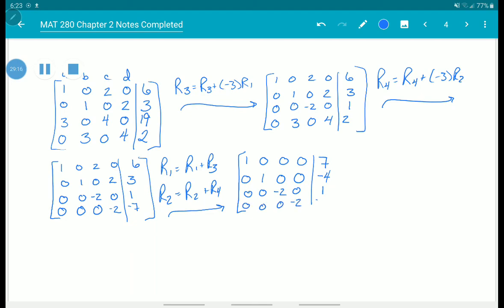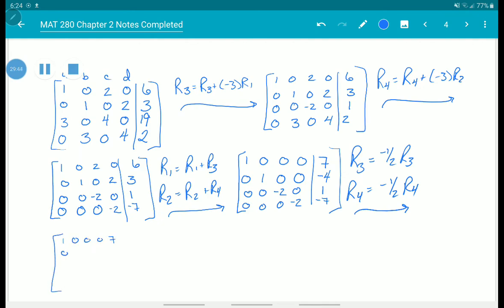So we're deviating slightly from the algorithmic way to do Gaussian elimination, just to avoid some fractions that can get a little tedious. And that's perfectly fine. And now we're going to finish this guy off. Row 3 is going to be -1/2 row 3. Row 4 is going to be -1/2 row 4. So we're going to have 1, 0, 0, 0, 7 across the top. 0, 1, 0, 0, -4 across the second row. 0, 0, 1, 0, -1/2 on the third. 0, 0, 0, 1, 7 halves along the bottom.